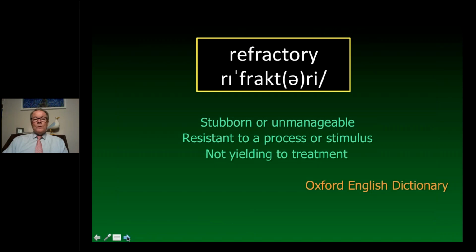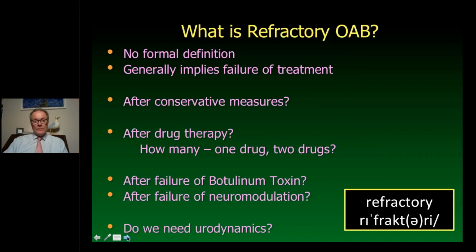So what do we mean by the word refractory? If we look at the Oxford English Dictionary, you can see refractory is defined as stubborn or unmanageable, resistant to a process or stimulus, and not yielding to treatment. And certainly many of these words are used by my wife in describing me, but when it comes to overactive bladder, it can be a little bit more difficult to know what we mean.